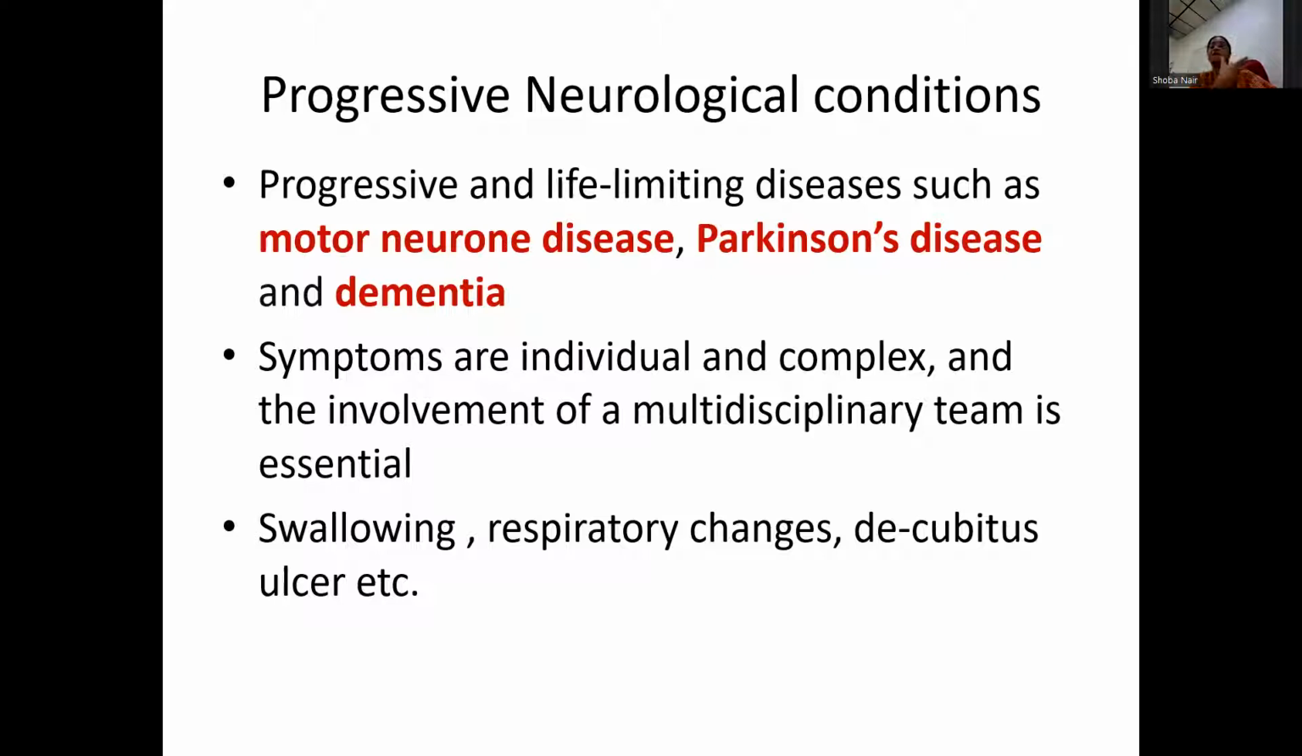And swallowing and respiratory changes and decubitus ulcers happen because multiple sclerosis and motor neuron disease patients are bedridden, they need to be turned every 1 hour, 2 hours, depending on their physique. And we need to prevent decubitus ulcers, or pressure sores, from happening. Next slide, please.